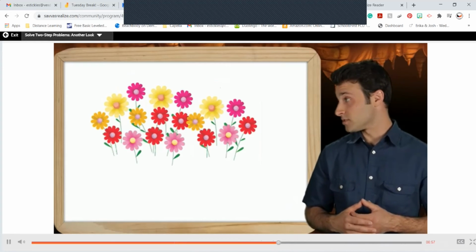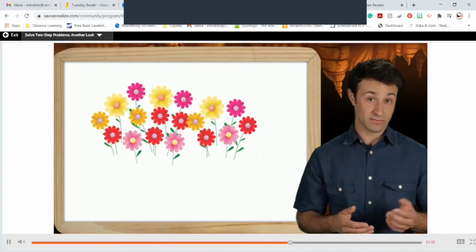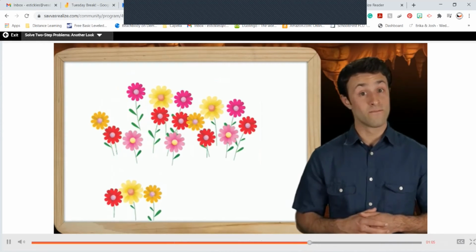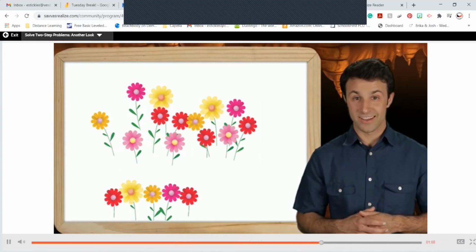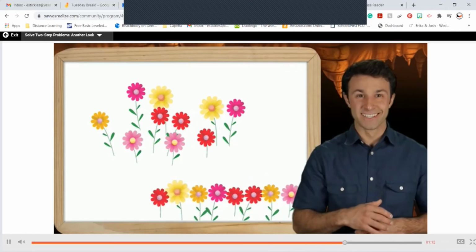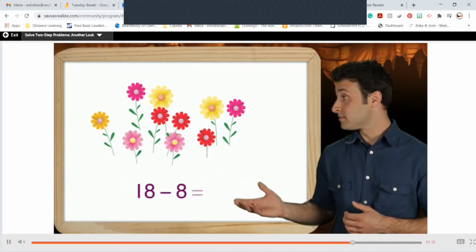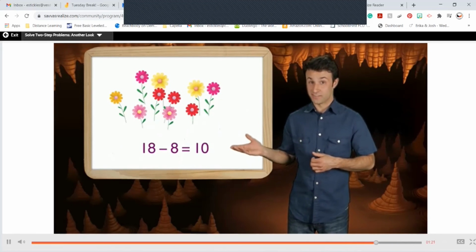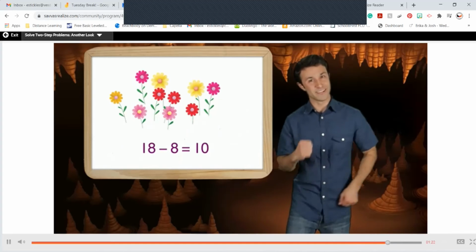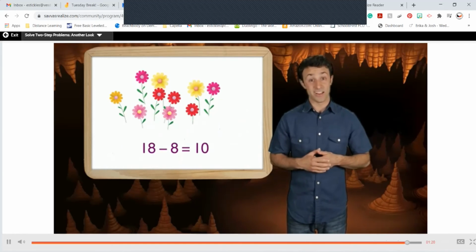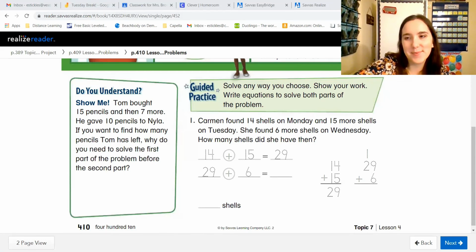If I have 18 flowers total, and I give 8 to Amy, 1, 2, 3, 4, 5, 6, 7, 8. There you go, Amy. 18 minus 8 equals 10. Ta-da! I will have 10 flowers left. Problem solving, like walking. Made easy. Just answer one question at a time, and you'll figure it out a lot sooner than you think.